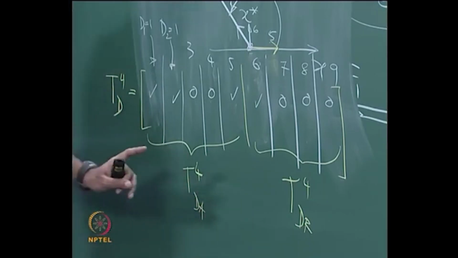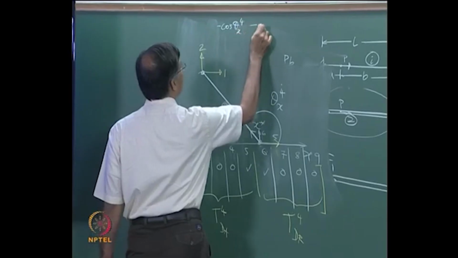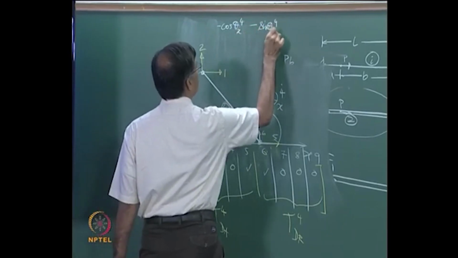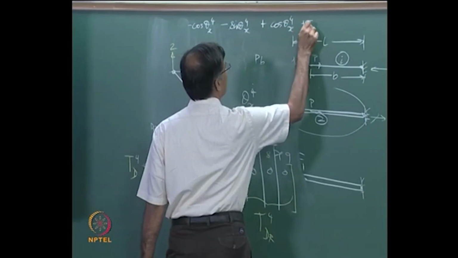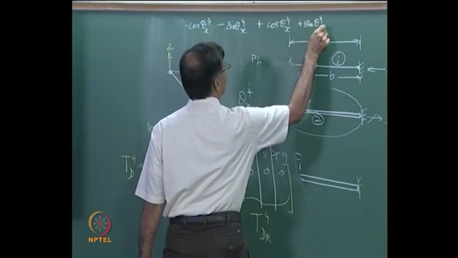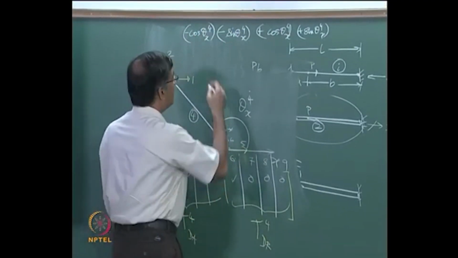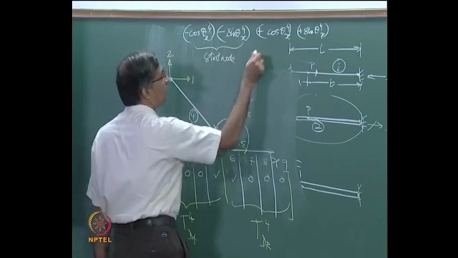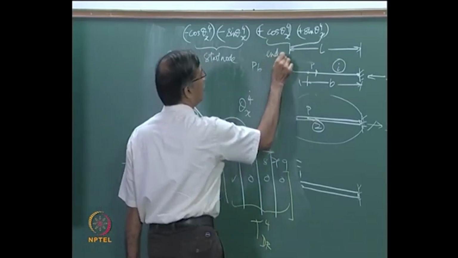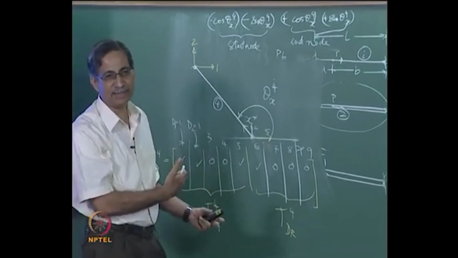Is this clear? Now I have to decide what to put in these numbers. I have to put in minus cos theta, this is 4x, minus sin theta 4x, plus cos theta 4x, and plus sin theta, right? This is how it goes. These two will go to the start node always, that is how it is defined, and these two will go to the end node, right? You just go back to the derivation.